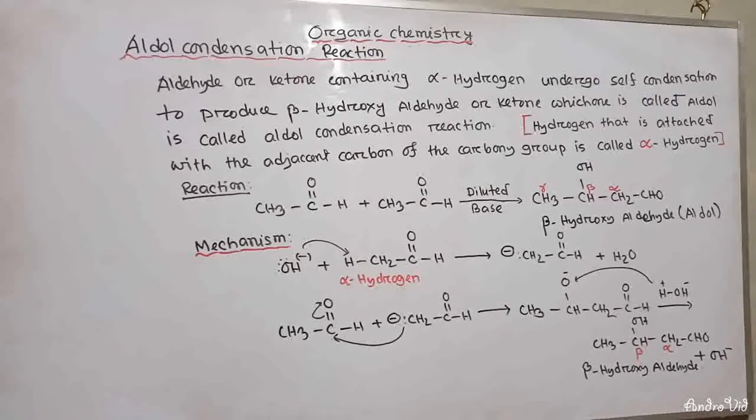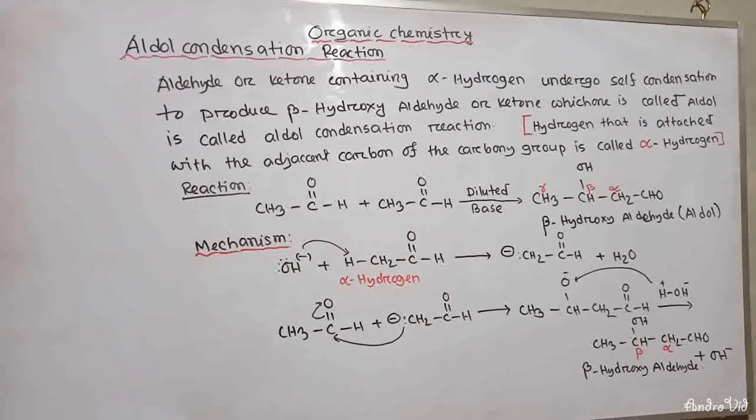So dear students, now about the aldol condensation reaction. This is a very important reaction. This is basically a reaction of aldehyde or ketone to produce aldol. Now the question is, what is aldol? Aldol is basically beta hydroxy aldehyde or beta hydroxy ketone. Beta hydroxy aldehyde or beta hydroxy ketone is basically called aldol.